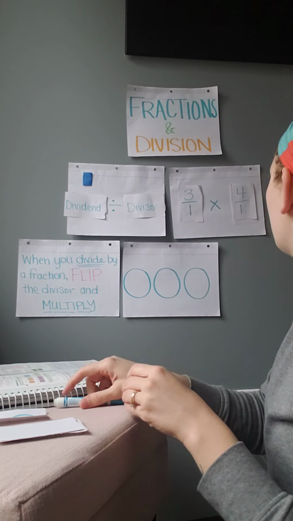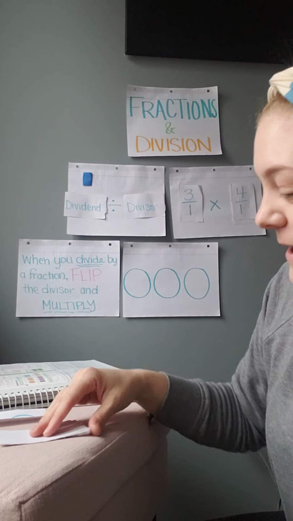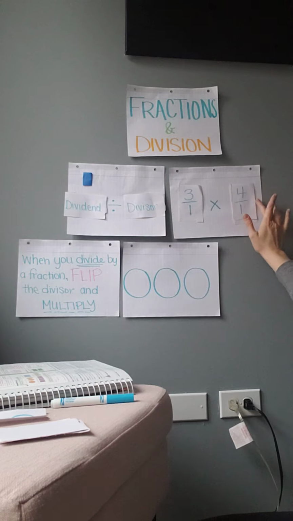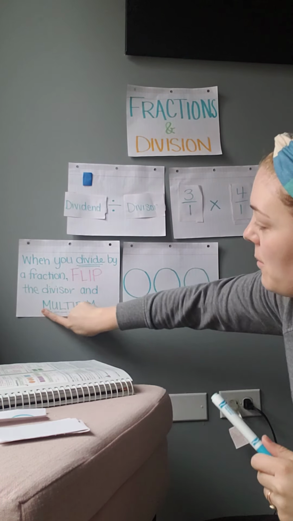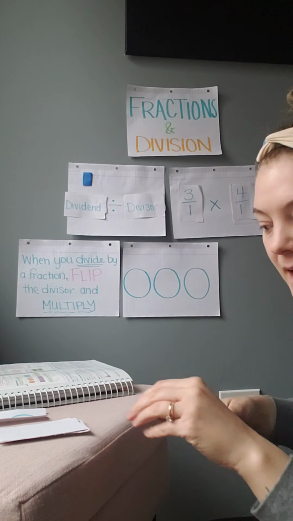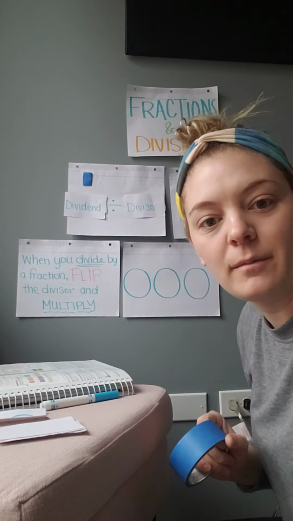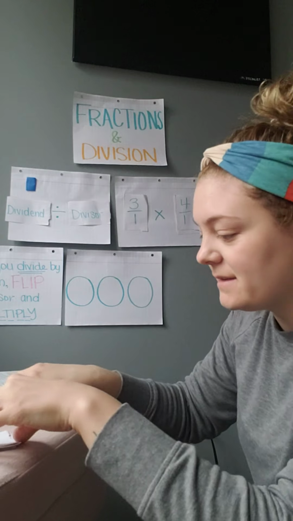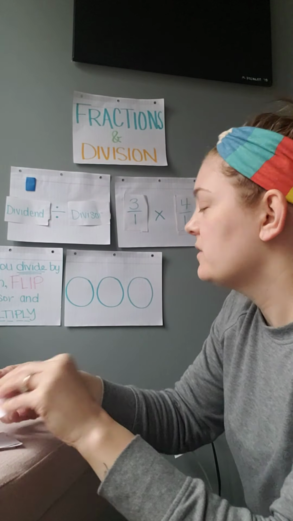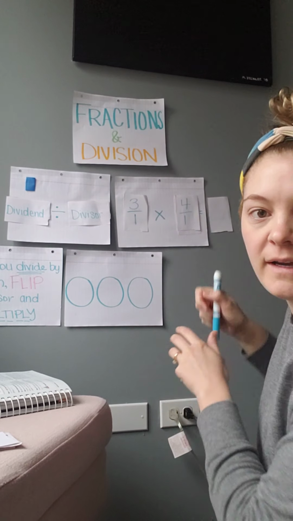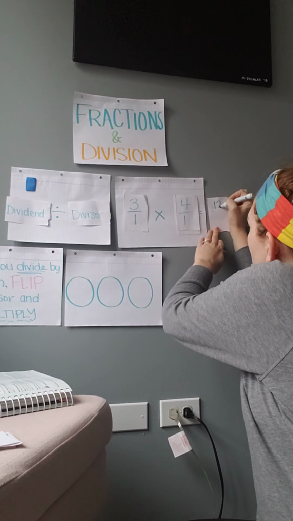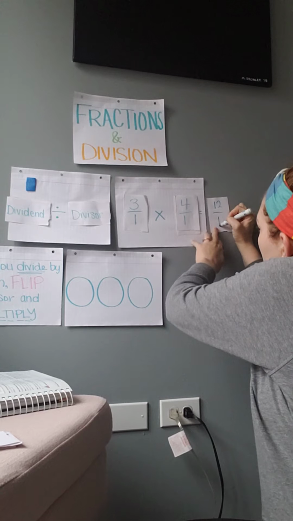And then pretend there's an equal sign. Actually, I can mark an equal sign right here. Then I multiply straight across, okay? Not too bad. Sorry, you guys didn't need to see me get a piece of tape. So then I'm going to multiply straight across. 3 times 4 is 12. 1 times 1 is 1.